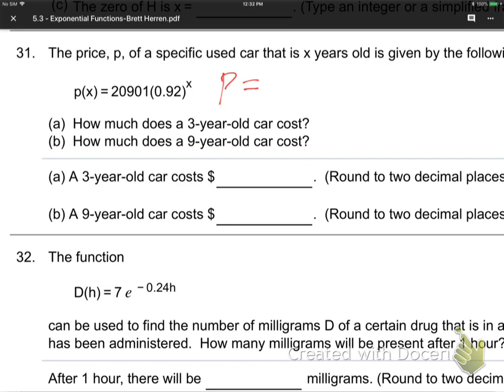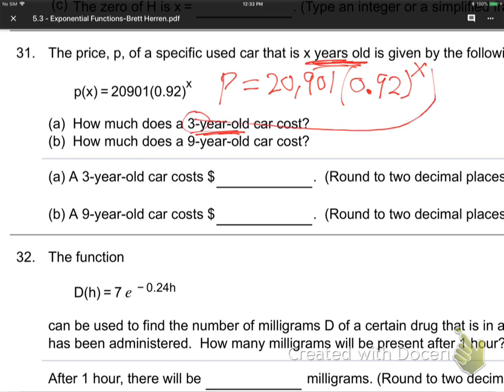The P formula is 20,901 times 0.92 to the x. Is that your equation? The x is the years old. And I don't even need the rest of the words. Question A, how much does a 3-year-old car cost? 3 years old, x is years old. They're saying take that 3 and plug it in right there for x.